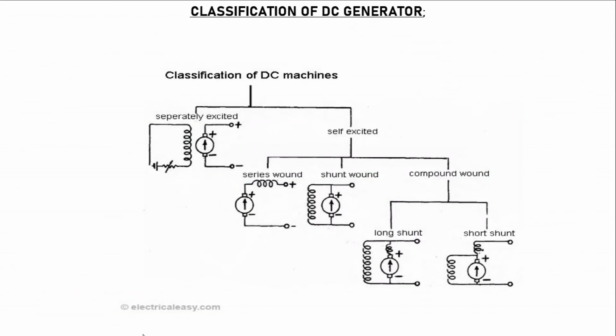So this is the total classification of DC generators. We can observe here the classification of DC machines: separately excited, self-excited, series wound, shunt wound, compound wound, and long shunt and short shunt.